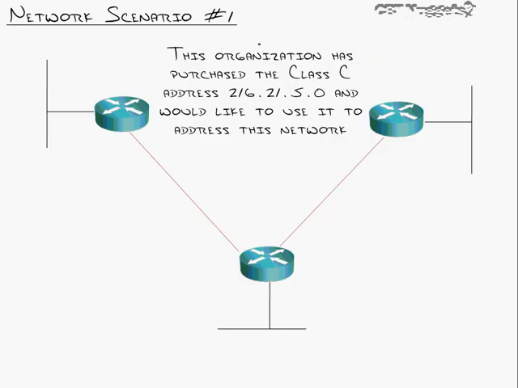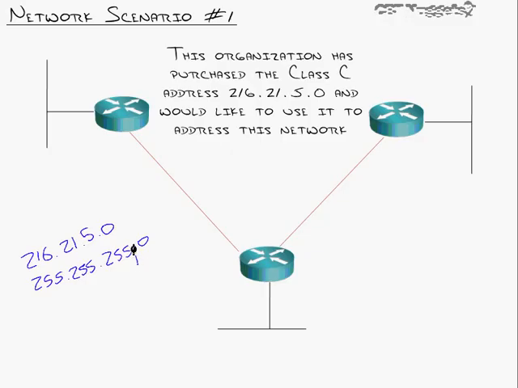We have an organization. This organization has purchased a Class C address 216.21.5.0. So they've purchased that from the powers that be, the internet, and they now want to use it to address this network. And this is a picture of their network. Now, here's the trouble, and this is why we need subnetting. They purchased a Class C network, and let me just write it over here, 216.21.5.0. Now, when they bought that, it's a Class C network, so the subnet mask is this. And the question I have is, how many networks do they get from that?